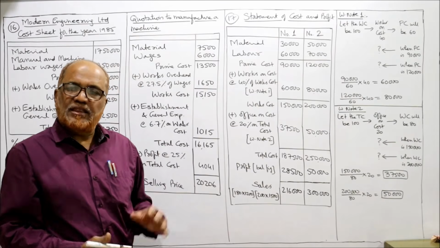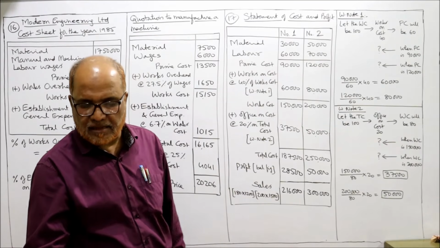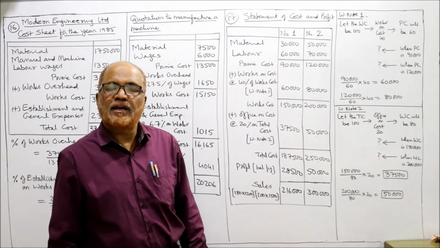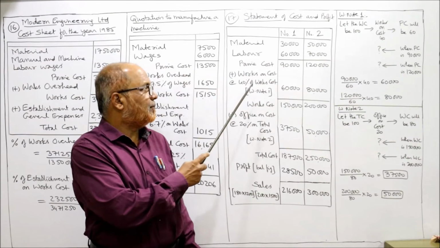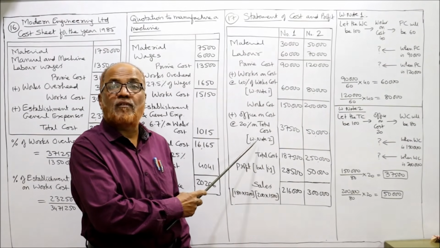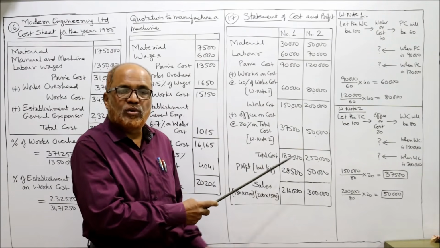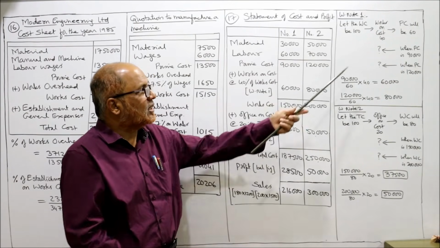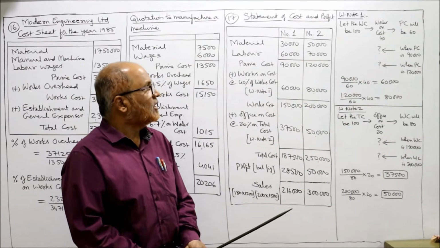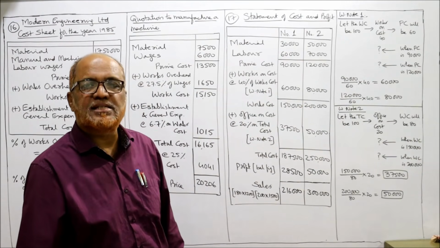So you have seen in this problem a little bit of a twist is there. The twist is regarding the calculation of percentage of works on cost and percentage of office on cost. It is given on works cost. This is given on total cost. We don't have works cost. We don't have total cost. That's why we have supposed. That's all. This is the end of problem number 17.